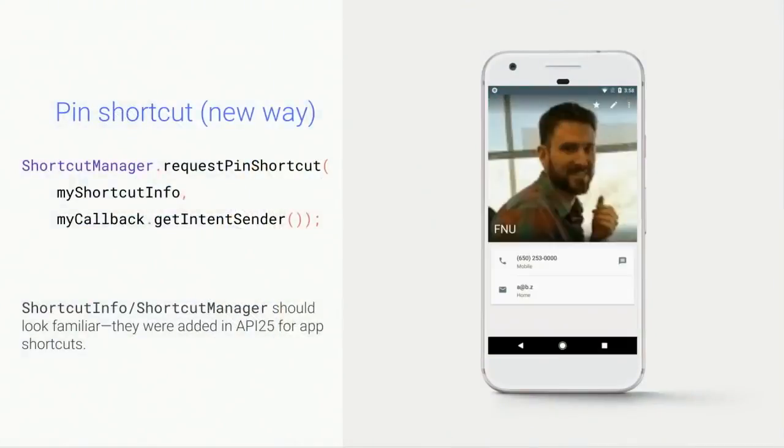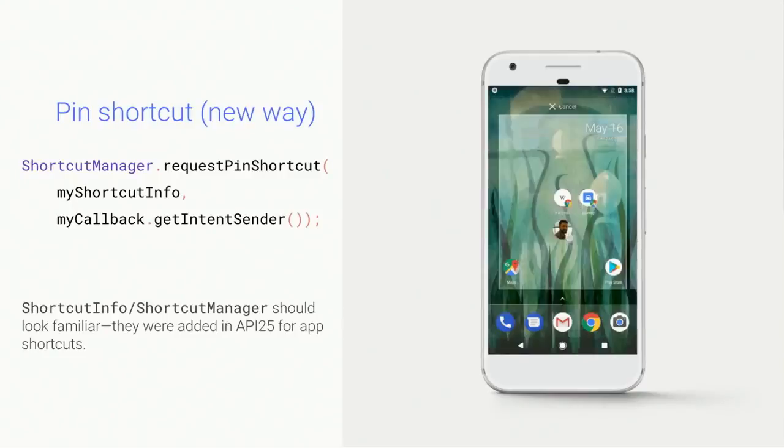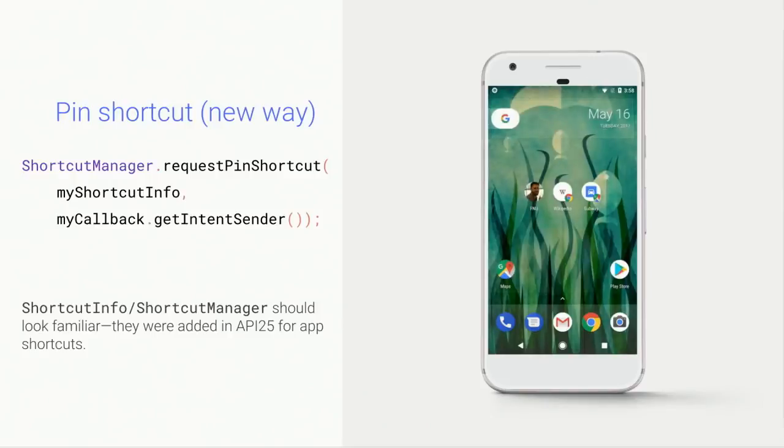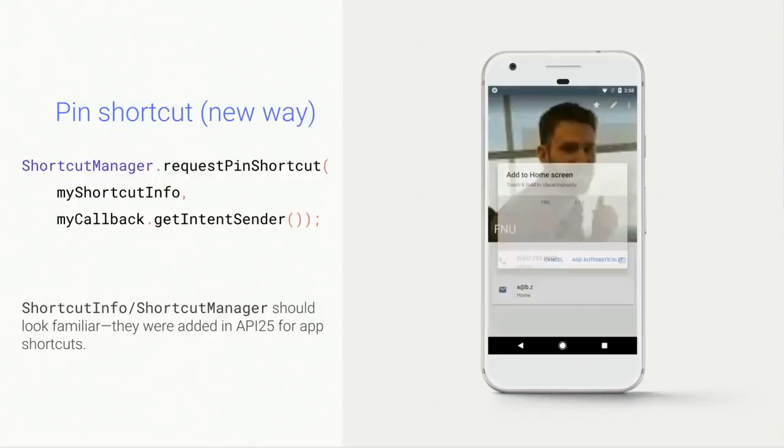Instead, the app would create a shortcut info object, as explained in previous slides, and call the request pin shortcut API. This will make the launcher show a confirmation prompt, allowing the user to pin the shortcut, place the shortcut on the home screen. Once the shortcut is added, it behaves like any other shortcut and can be updated using the existing APIs.